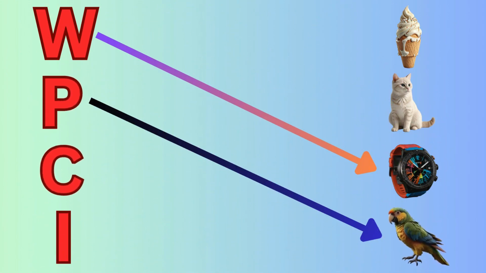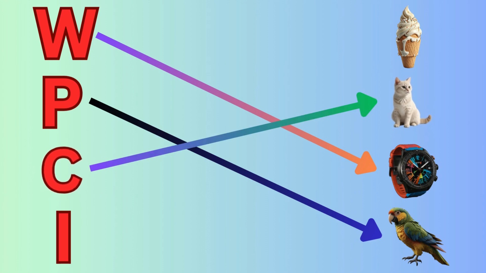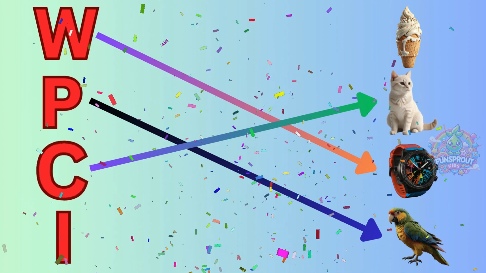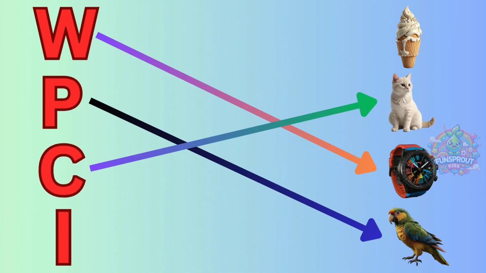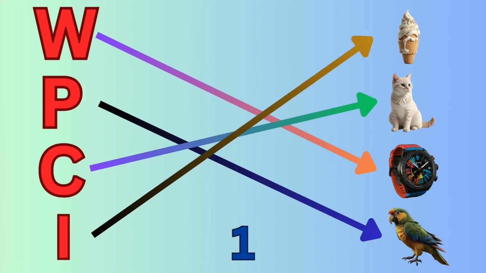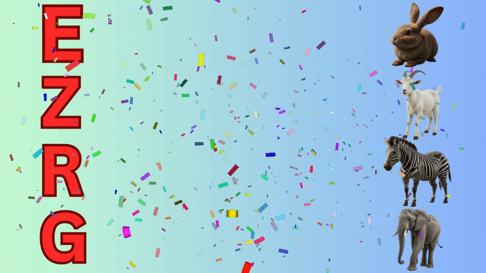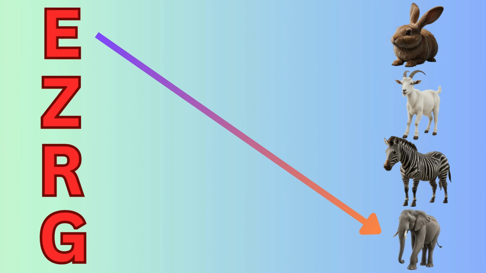C for cat. I for ice cream. A for E for elephant.